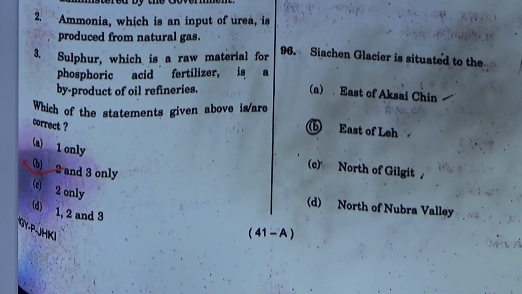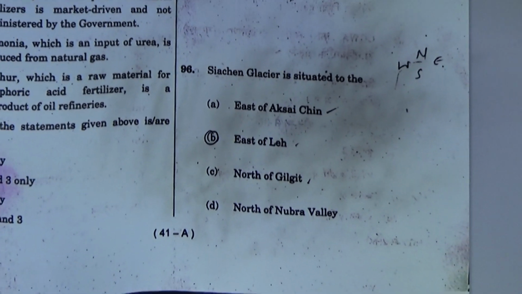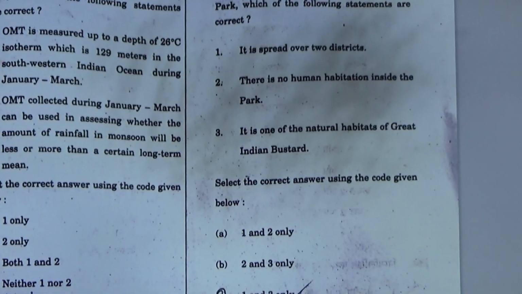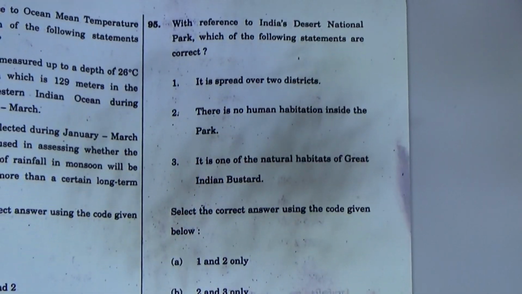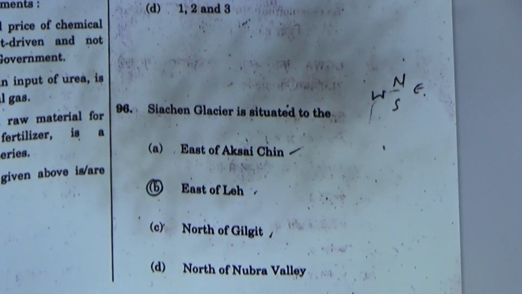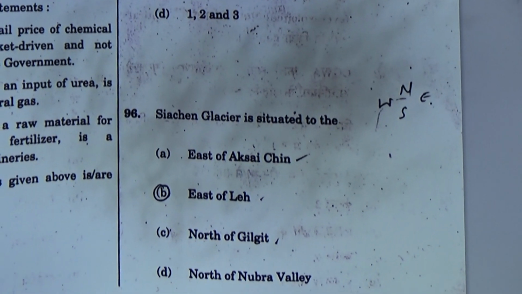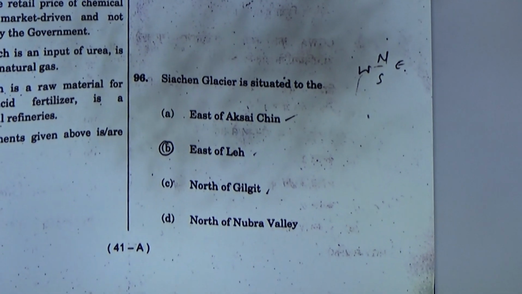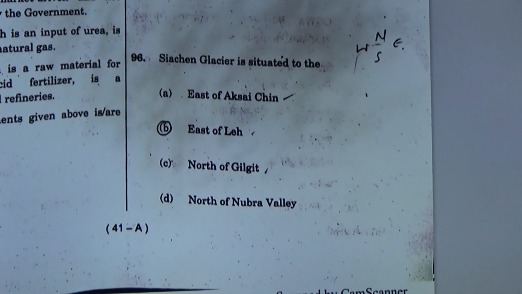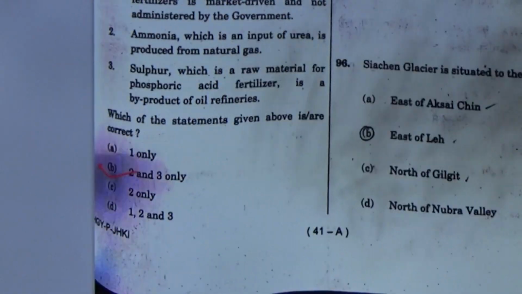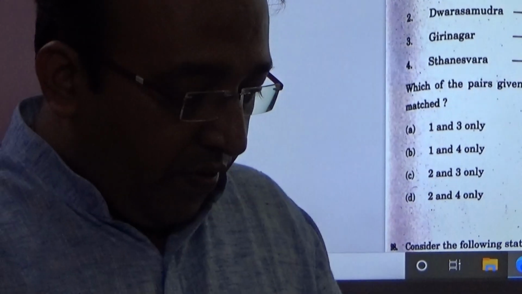Fine. Then we have questions on geography, Desert National Park. Alright, this is a geography question. Then we have Siachen Glacier situated, of course, near Aksai Chin, east of Leh. Fine, so it is different, that's a geography question only. So that is the idea with all of you. Fine, so now we don't have more such questions.